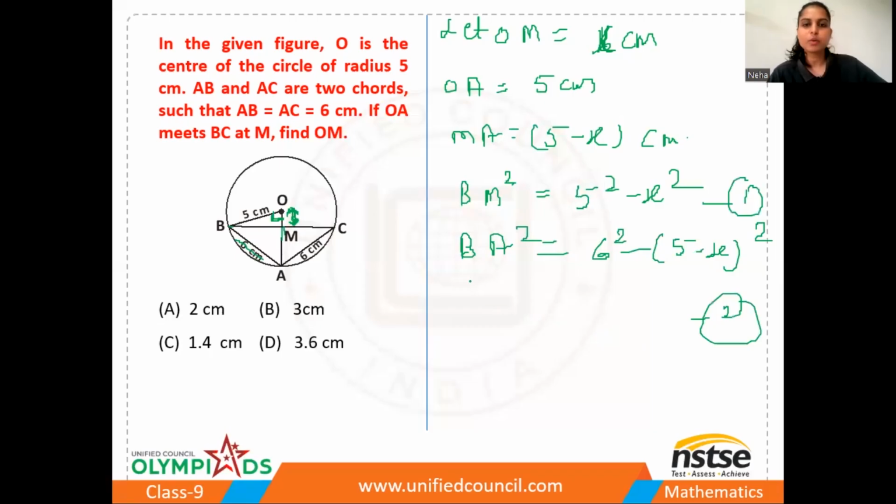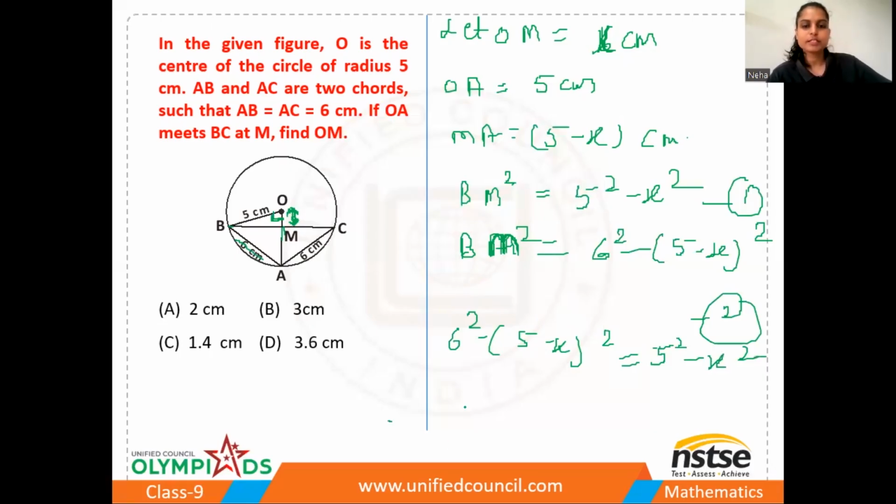So from equation number 1 and equation number 2, I can say that 6 square minus 5 minus x whole square. Sorry, this is DM square. So if the LHS are equal, then I can equate the RHS also. So 6 square minus 5 minus x whole square is equal to 5 square minus x square. What I have to do is just open the square here.